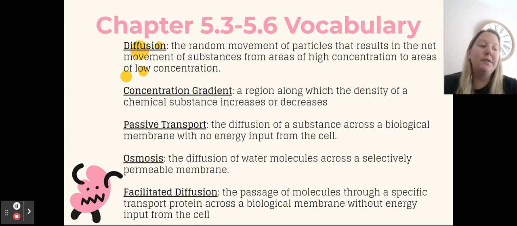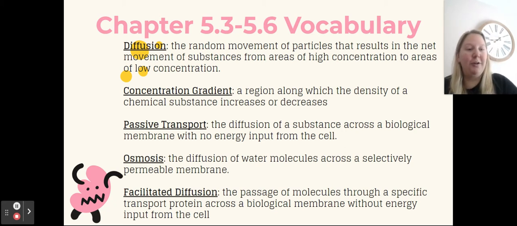These next few sections focus on passive transport. Passive transport is the diffusion of a substance across a biological membrane that has no energy expenditure from the cell. And I'm going to give you guys a little way to think about this in just a few moments. But we have two other types of passive transport we need to talk about first.